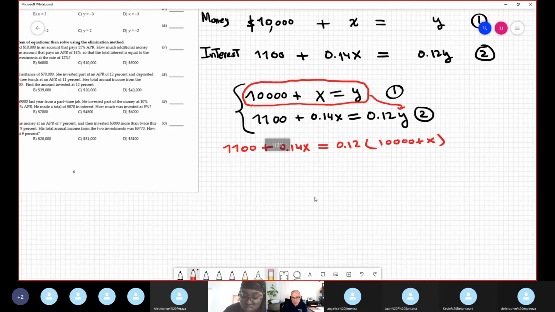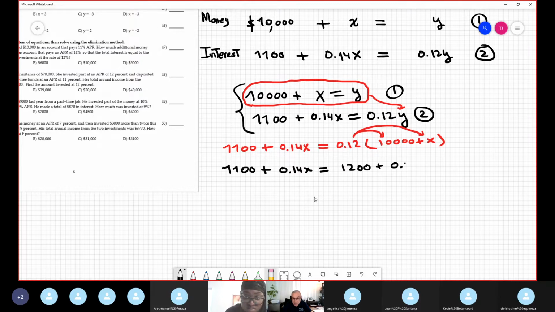Okay, and therefore you multiply like that, boom, distributive property. This is an algebra procedure that you know very well. This is 1100 plus 0.14x. Then you put it in a calculator, of course. 10,000 multiplied by 0.12 is 1200 plus 0.12x. Okay. Now you solve for x.